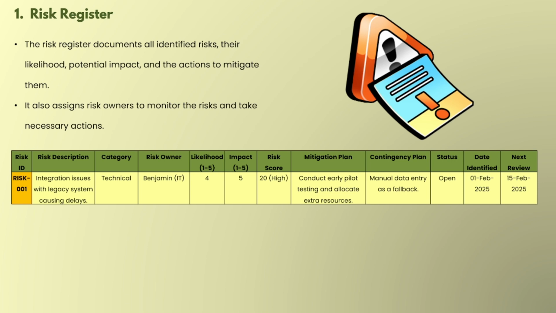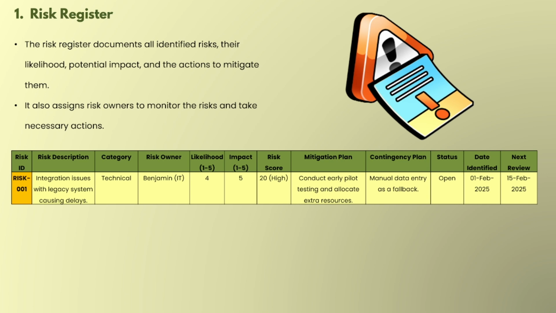Mitigation plans are nothing but steps taken to reduce the chances of the risk happening. So what are the steps in our case? Conduct early pilot testing and allocate extra resources. If we mitigate it early, then we can avoid or control this risk.